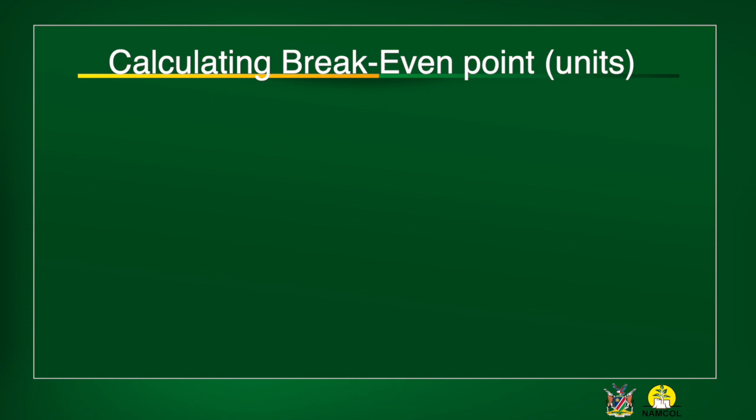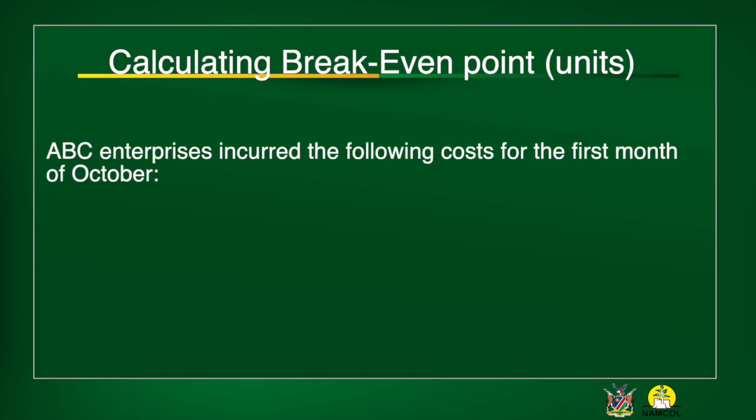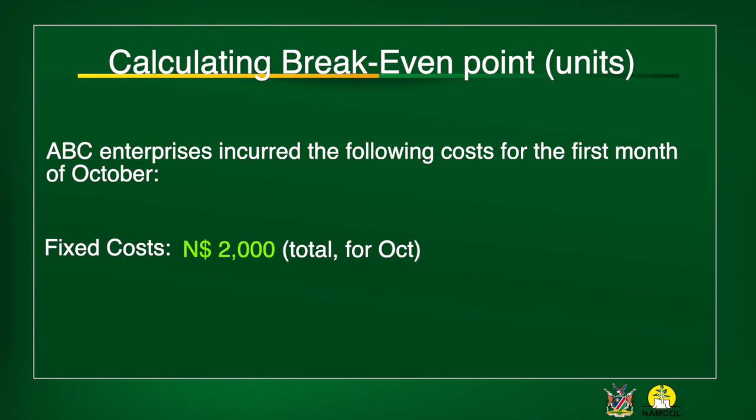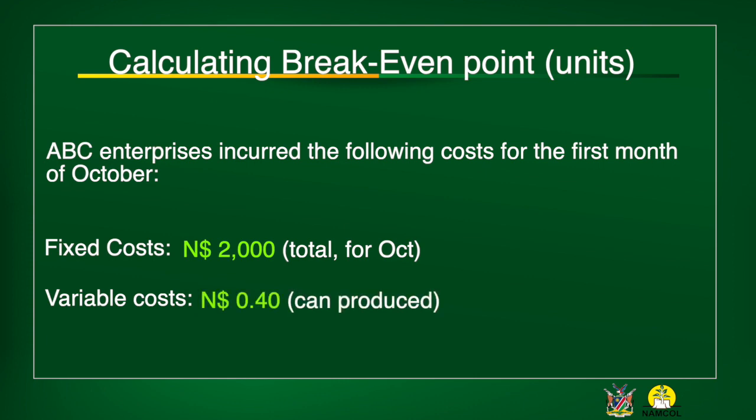Look at this example and try to calculate with us the break-even point. ABC Enterprise incurred the following costs for the first month of October. Fixed costs were 2,000 Namibian dollars in total for the month. Variable costs were 40 cents per item produced. And the selling price was $1.50 per item. What is their break-even point?